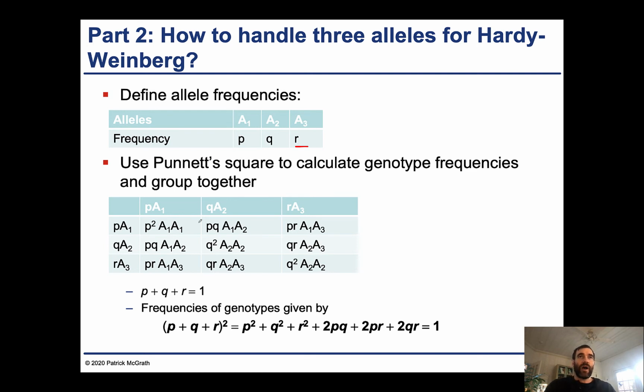So if we want to do Hardy-Weinberg for this, again, we simply use the Punnett square approach. So a female randomly pulled from the population has a p probability of doing the A1 gamete, q of the A2, and r of the A3. And so we fill out this entire square, we group the similar genotypes to each other, and so what you end up having is p squared, q squared, r squared are the probabilities of the homozygotes, and then 2pq is the probability of the heterozygotes.